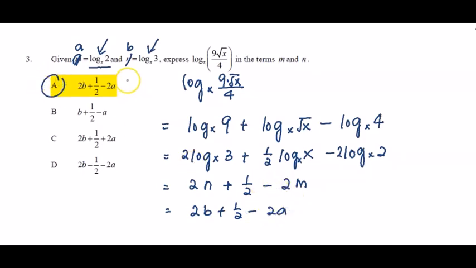So please correct this. M changes to a and n changes to b. So here will be a and b.